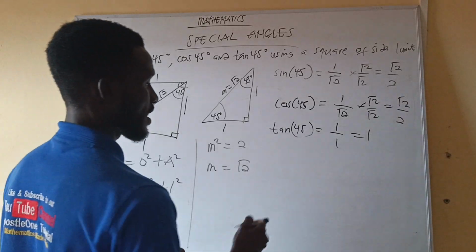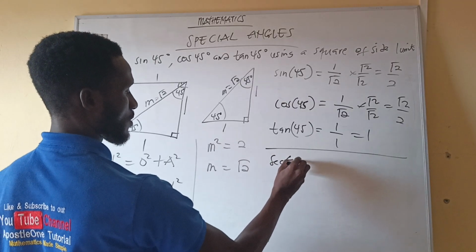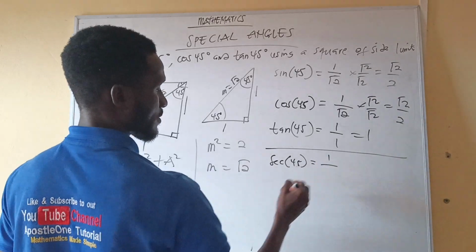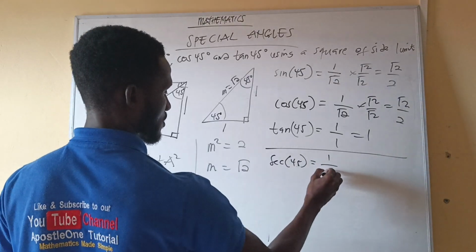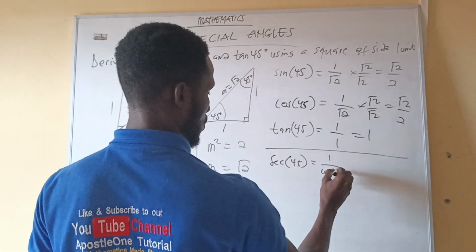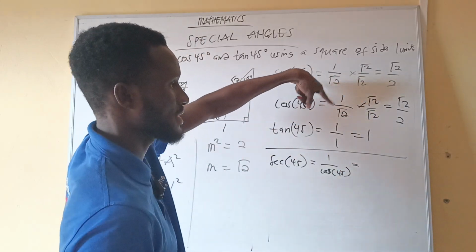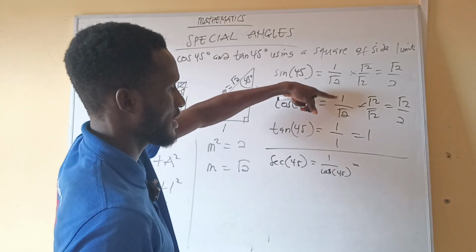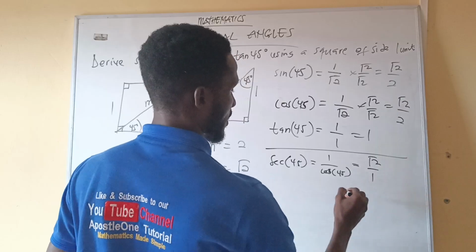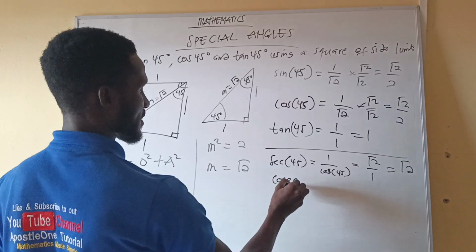Now, because of that, you can also look at sec 45. What is sec 45? Don't forget, sec is 1 over what? 1 over cos. So cos 45. So what will sec 45 be? We need to turn this one upside down. You get it? Turning this one upside down, we're going to get root 2 over 1, which is the same as root 2.